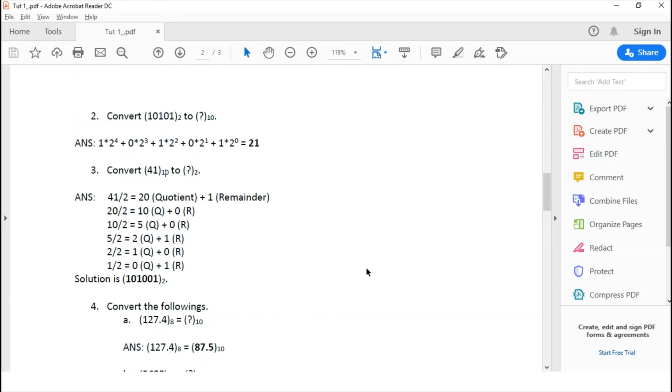Okay, so these are the two simplest examples to switch the number between the systems, from binary to decimal and from decimal to binary.